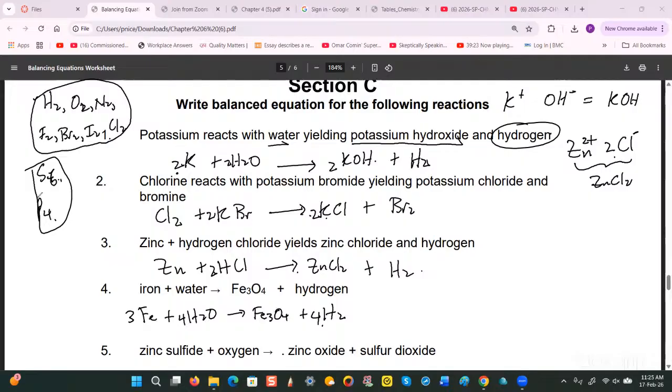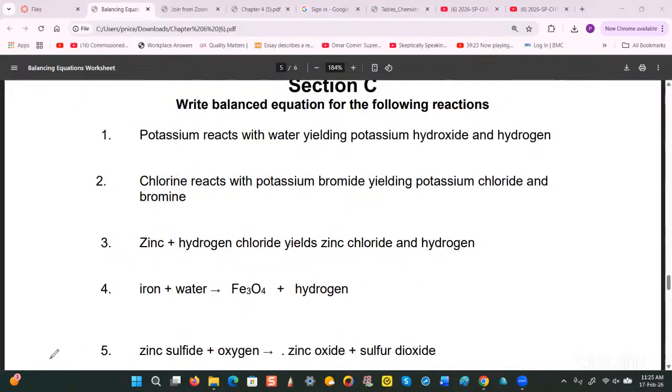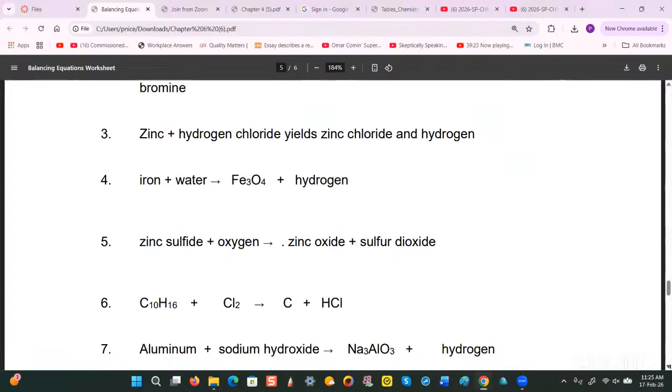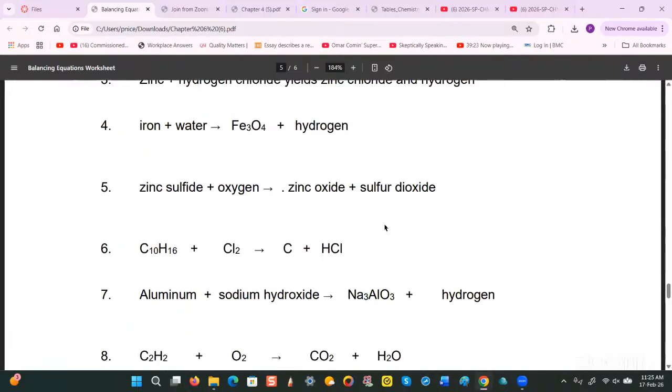Okay, let me clear this. Zinc sulfide plus oxygen to give zinc oxide and sulfur dioxide. So okay, what's the formula for zinc sulfide? Again, that table will have to be consulted. What's the formula for the zinc ion? Okay, the answer is ZnS.